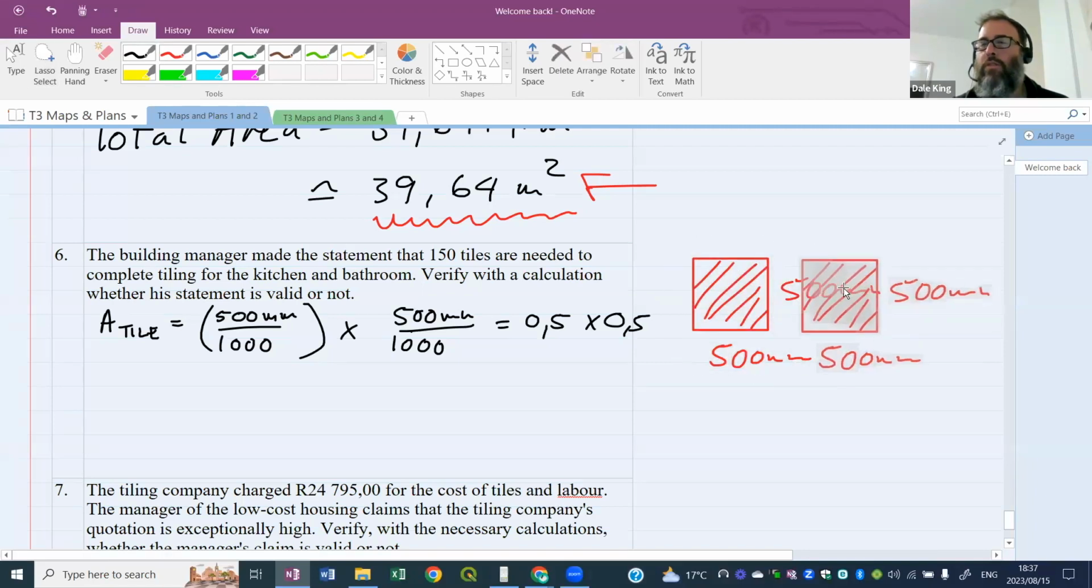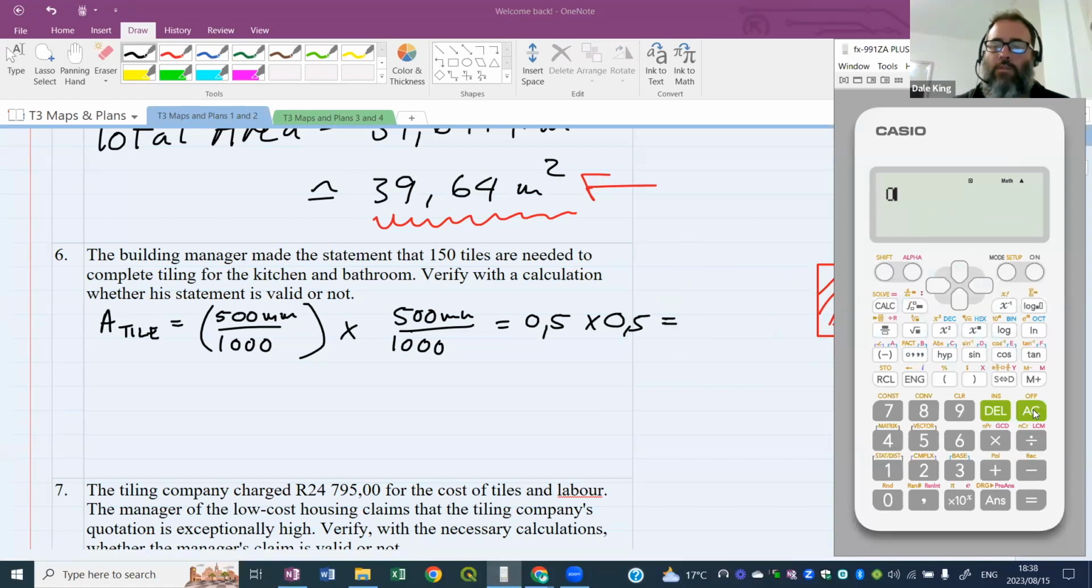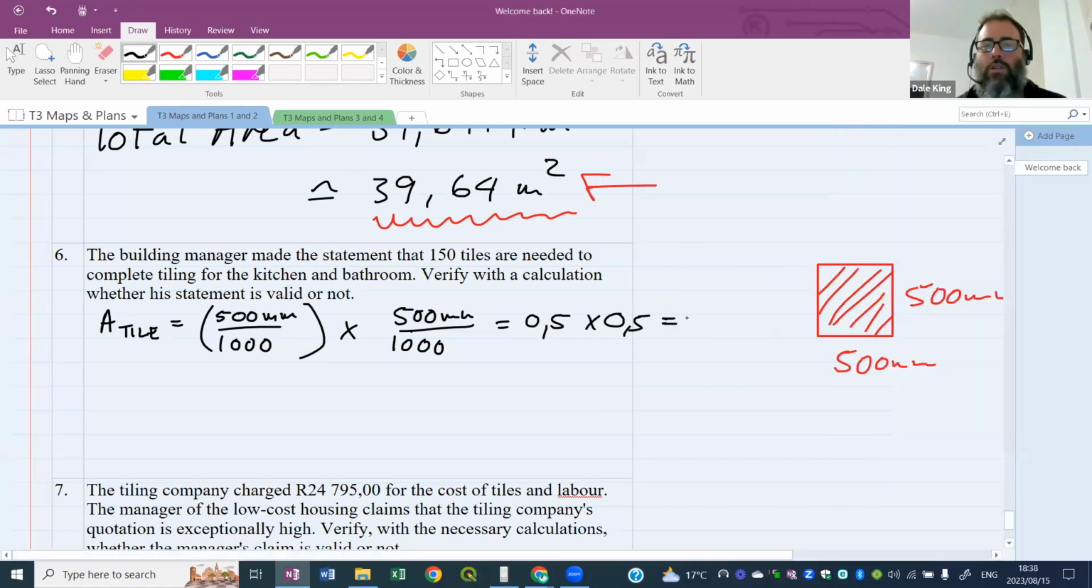Be careful, not plus. A half times a half is a quarter, so that's 0.25 meters squared.